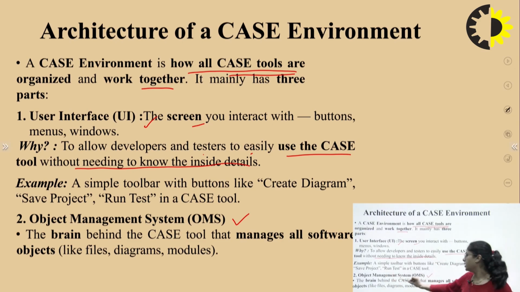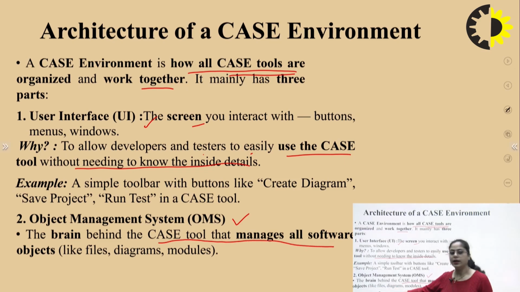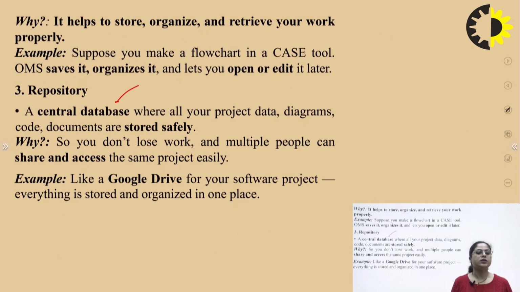Object management system, the brain behind the CASE tool that manages all software objects like files, diagrams and modules. The main term used here is the brain. Why are we using OMS here? It helps to store, organize and retrieve your work properly. For example, suppose you make a flowchart in a CASE tool, OMS saves it, organizes it and lets you open or edit it later.